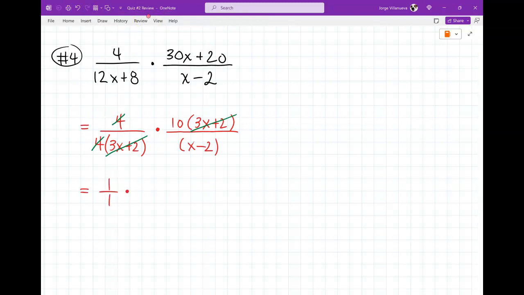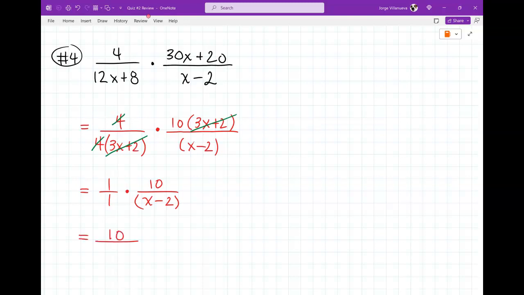On the right side, I have 10 over x minus 2. Can I reduce the 10 with the 2? No, right? That 2 is stuck in that parenthesis. The only way you can get rid of that 2 is to get rid of the x minus as well. And the only way you can get rid of that is if you have a matching piece, okay? So we're done. Just multiply this out.